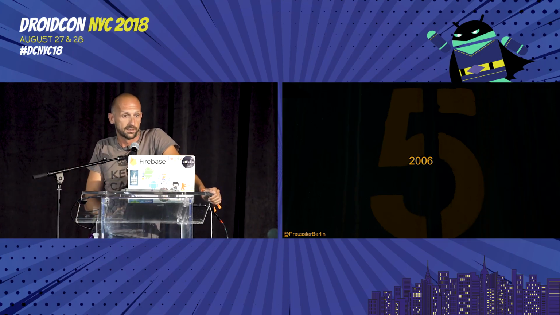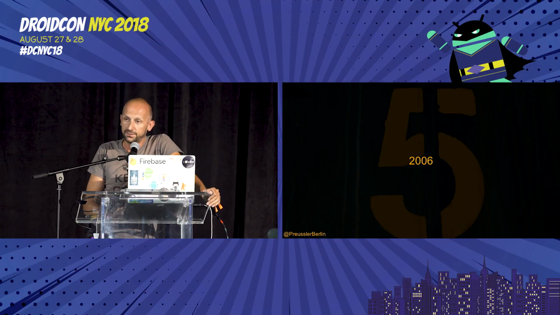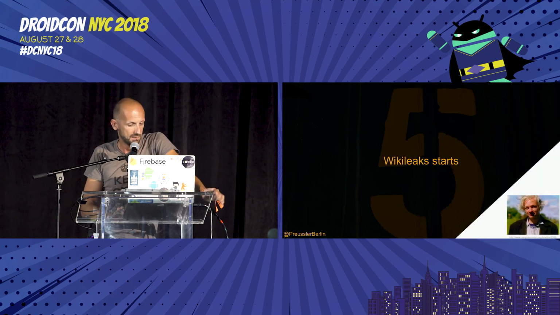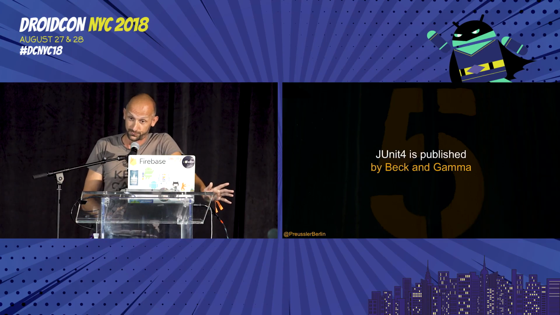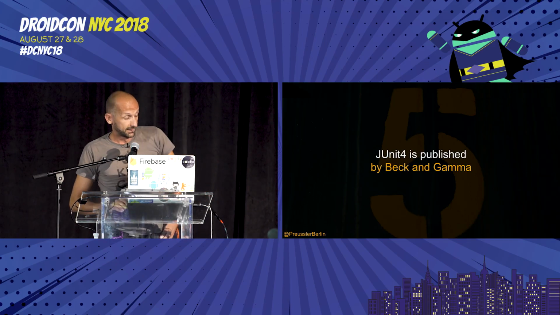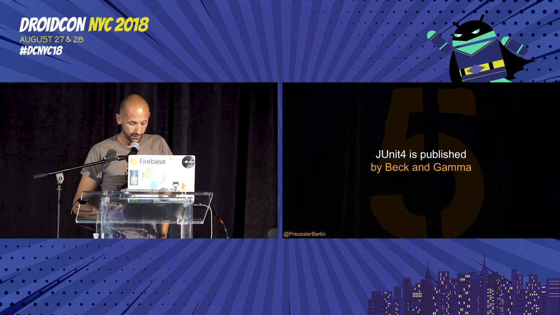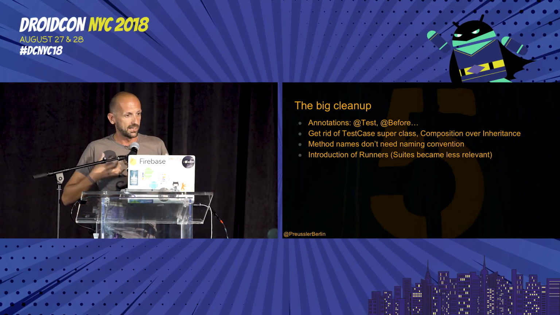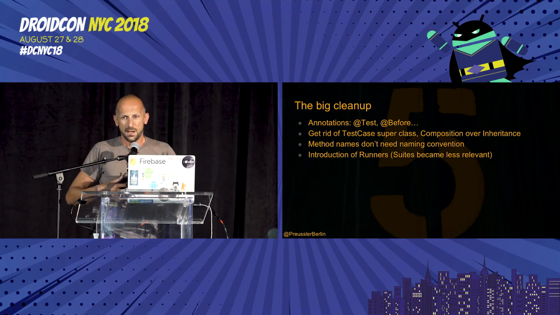So JUnit was a big success, and we will jump nearly 10 years into the future. 2006, 12 years ago. To give you perspective, WikiLeaks started, a small website by then. And JUnit 4 was published. It was still Gamma behind the project. And it was a big cleanup. There were some things that Kent Beck didn't like in the first JUnit, but he didn't know how to make it better. For example, you had to extend this class called TestCase.